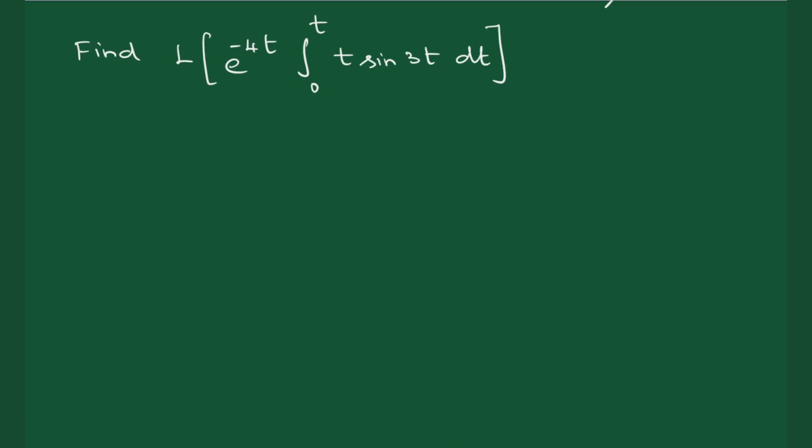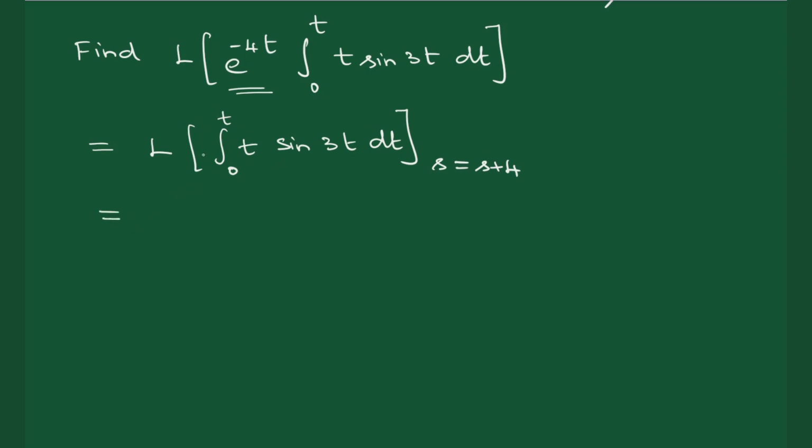So this is the final answer. Now let us see the next question. Find L of e to the power minus 4t integral 0 to t t sin 3t dt. So here first we have to use the first shifting property for this exponential term. So this can be written as, except that exponential term, all the remaining terms, that is integral 0 to t t sin 3t dt, where s is substituted as s plus 4. So this is what we have applied, the first shifting property.